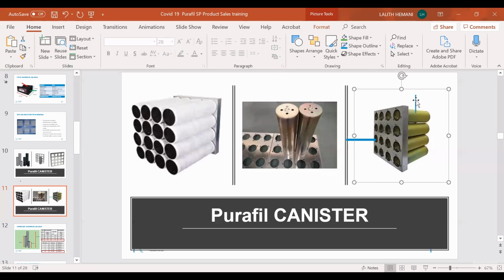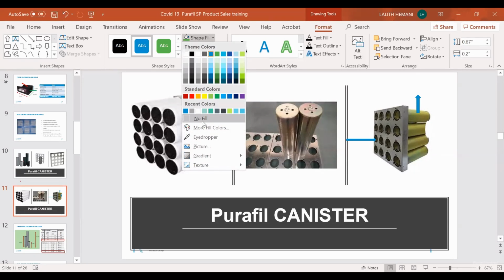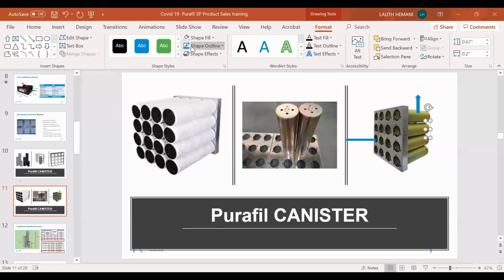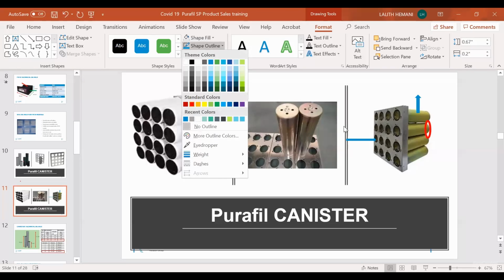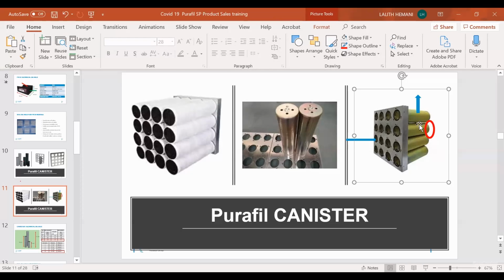Are you able to see the arrow? Yes. Because here is a dead end. This end is a dead end. So air has to come out from the pores. Okay. Means all the cylinder is perforated. Yes.